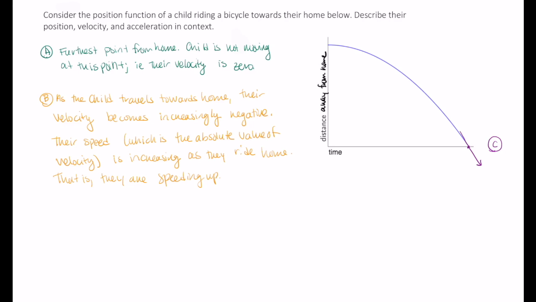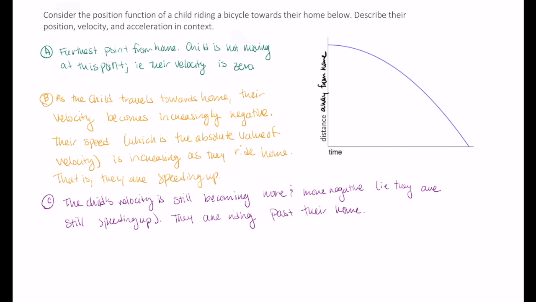Now, we do not know what the child is going to continue doing since the graph was cut off here. But when they're a distance of 0 from their house, their velocity is still becoming increasingly negative, so they are speeding up, which makes me see that they are just riding past their home. Well, what does all of this tell us about the acceleration? The slope of this tangent line is negative.